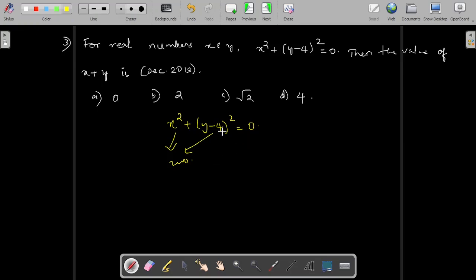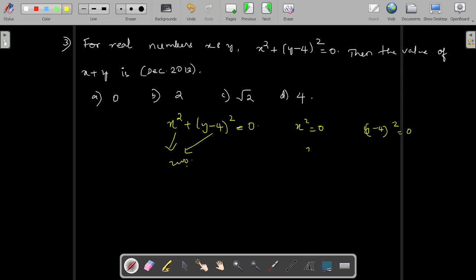It is only positive. Therefore, for this sum to become 0, the possibility would be that one is positive and another is negative, then it becomes 0. That possibility will never arise as these are squares. These two terms are squares of the given values. Hence, the only remaining option is both being equal to 0. So x square should be equal to 0 and y minus 4 whole square equal to 0. This is the only possible option.